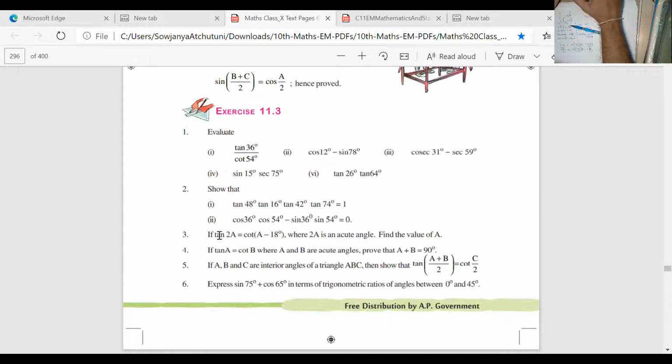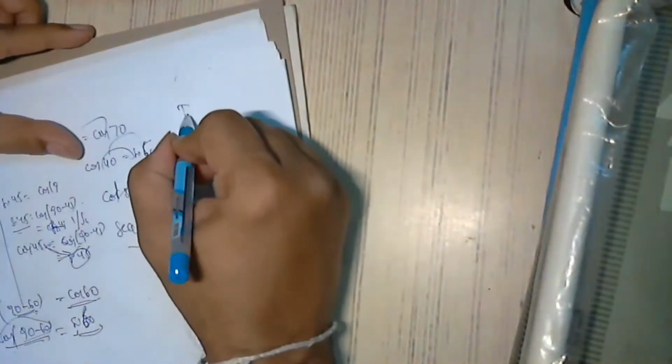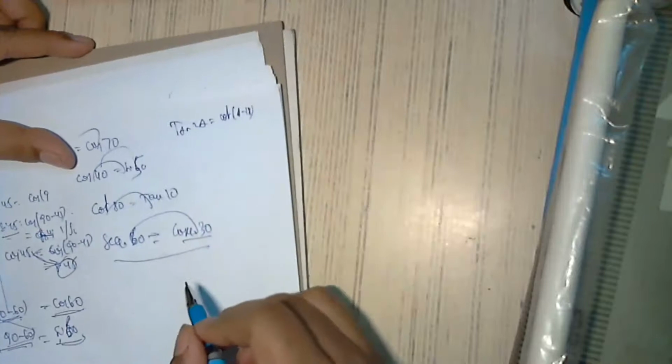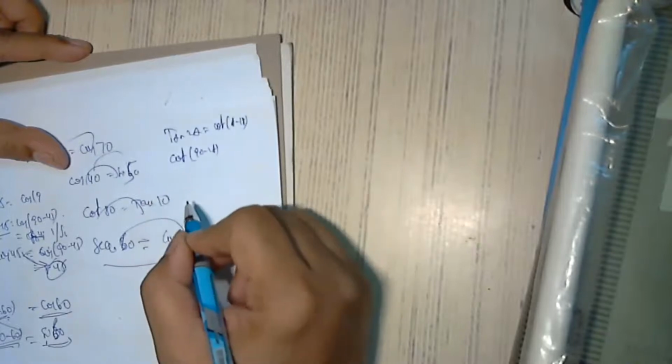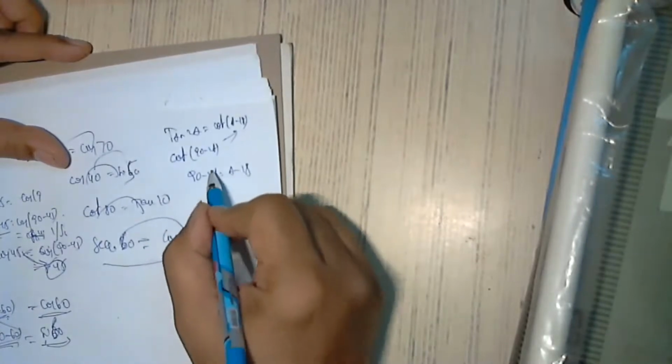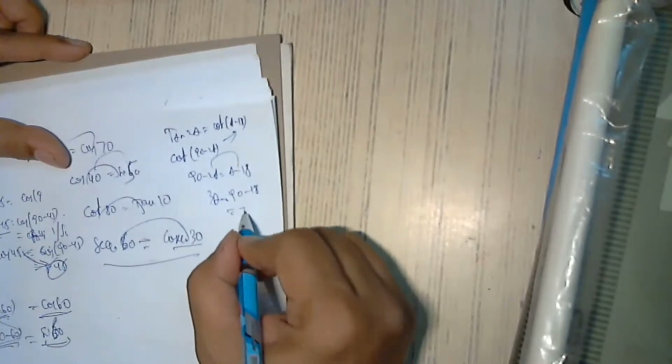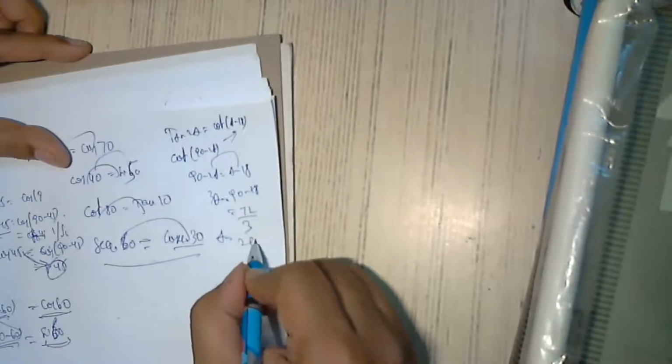So let us say this. If tan 2a is cot of a minus 18, where a is an acute angle, find the value of a. Tan 2a can be written as cot of 90 minus 2a, equal to cot of a minus 18. So I have 90 minus 2a is equal to a minus 18. So 3a is 90 plus 18... 72. So a is 72 by 3, 24. So my angle A is 24.